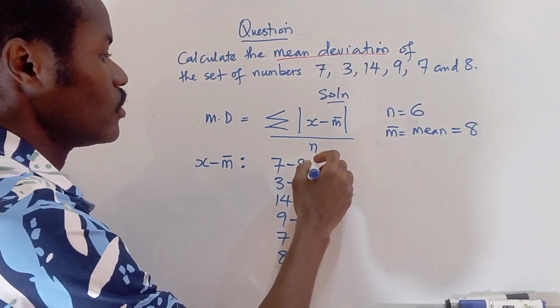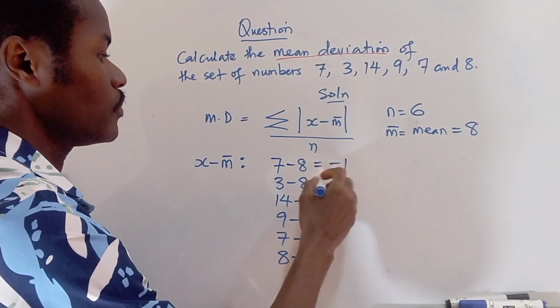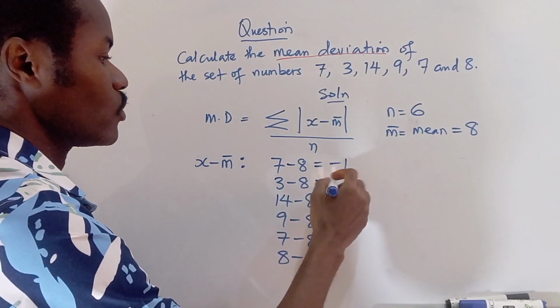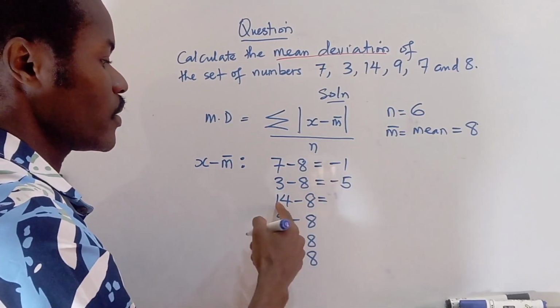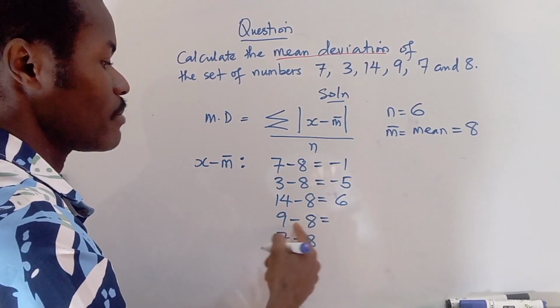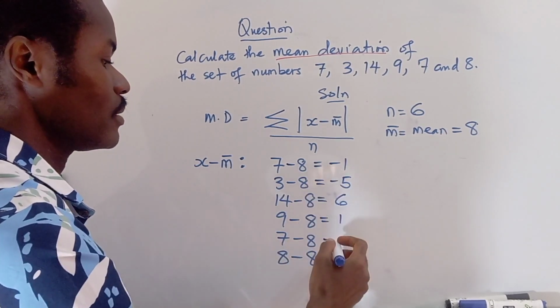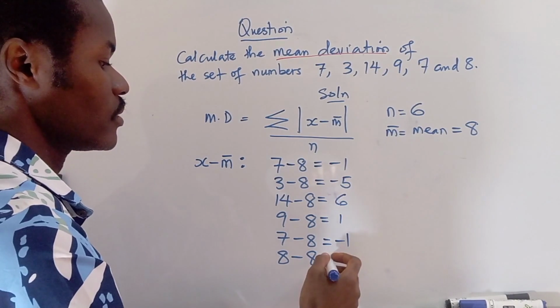Okay? So let's see what that gives us. 7 minus 8 is minus 1. 3 minus 8 is minus 5. 14 minus 8 is going to give us 6. 9 minus 8 is 1. 7 minus 8 is minus 1. And 8 minus 8 is 0.